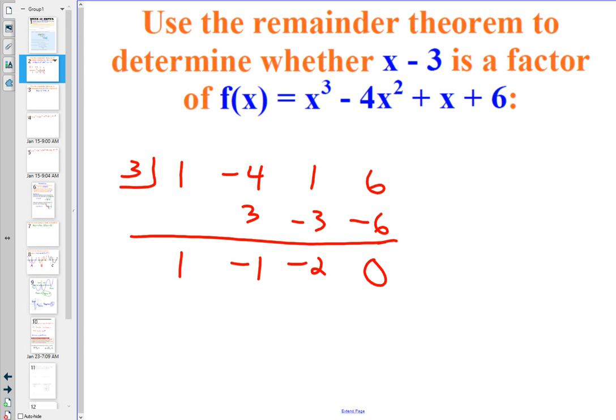What ended up being my remainder? Yeah, my remainder ended up being 0. So if I wanted to just answer this question, which is, is x minus 3 a factor? Yes, the answer would be yes.